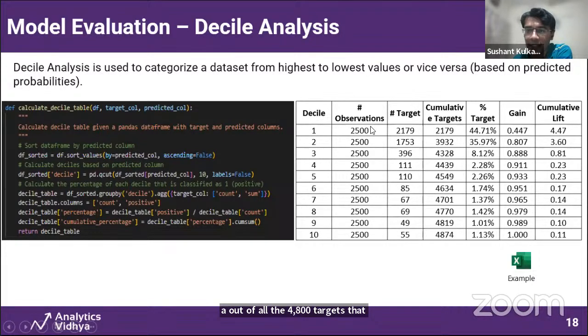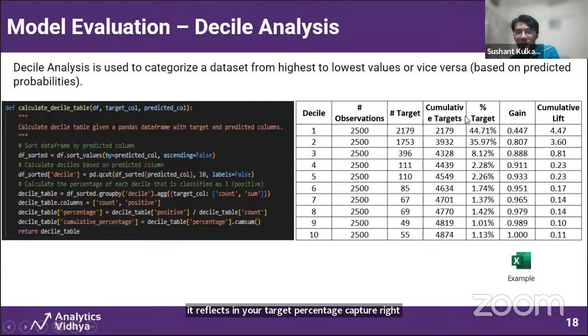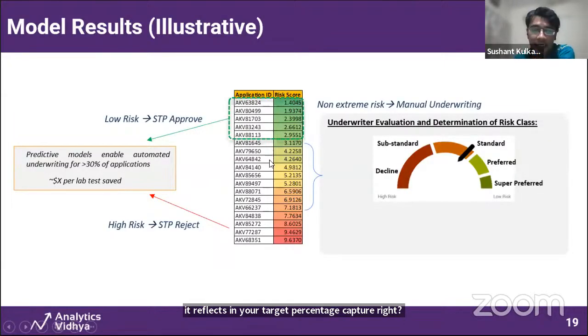So in the top decile, you have only 45% captured, right? So you probably want to capture some more. I'll explain through this, right?